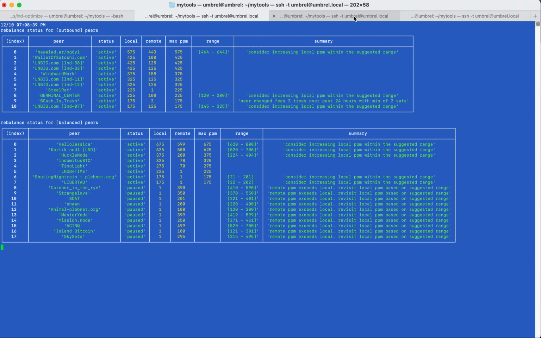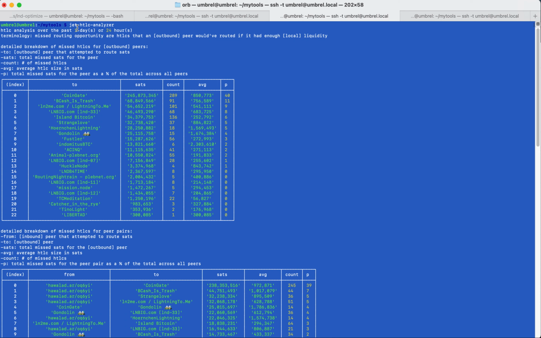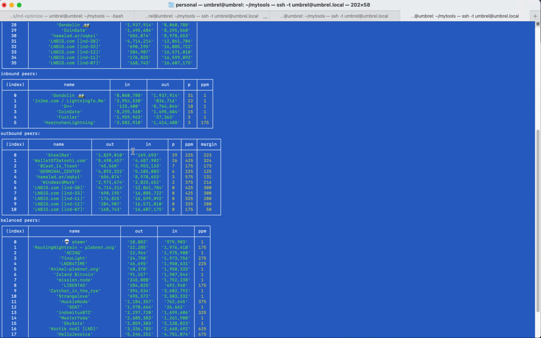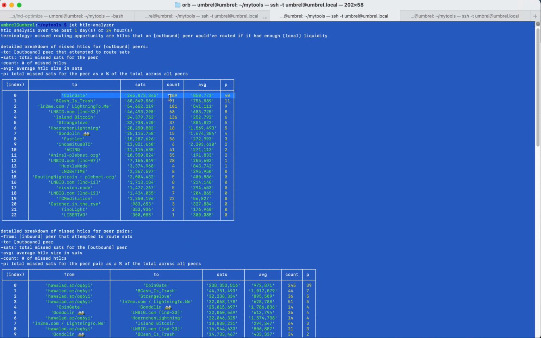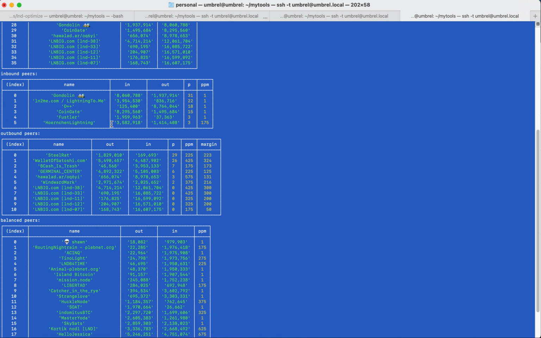One other important data point to look at is Jet htlc-analyzer, right? It's going to look at the missed HTLCs due to not having enough liquidity and print out a sorted list. What's really interesting, by the way, is that CoinGate, which is currently an inbound peer, is actually missing on a bunch of sats as an outbound peer. Which basically means that CoinGate does not have enough liquidity on the local side, which is totally okay because CoinGate is an outbound peer.